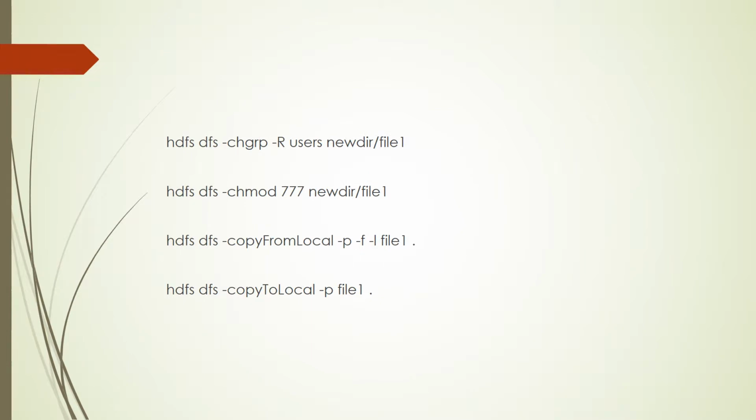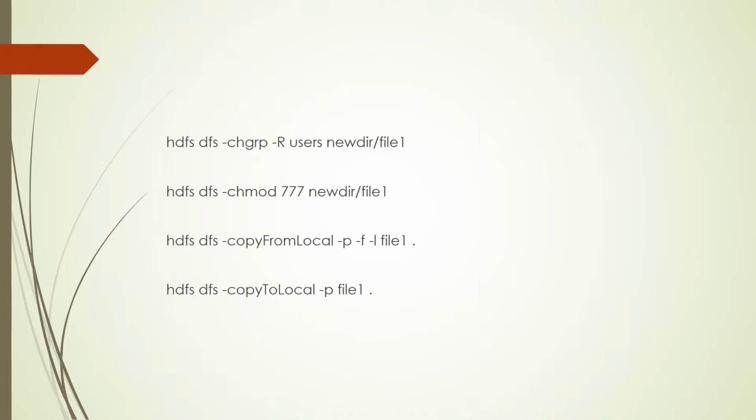Change group, it will change the group for the given file. When you use -r, it's recursively set for the subdirectories and files. Change mode, it will change the permissions for the Hadoop file. Copy from local, as the name says, it will copy the file from local to the Hadoop system. -p, preserve the permissions. -f, it will override the file if it already exists. -l, it will set the replication factor to 1.